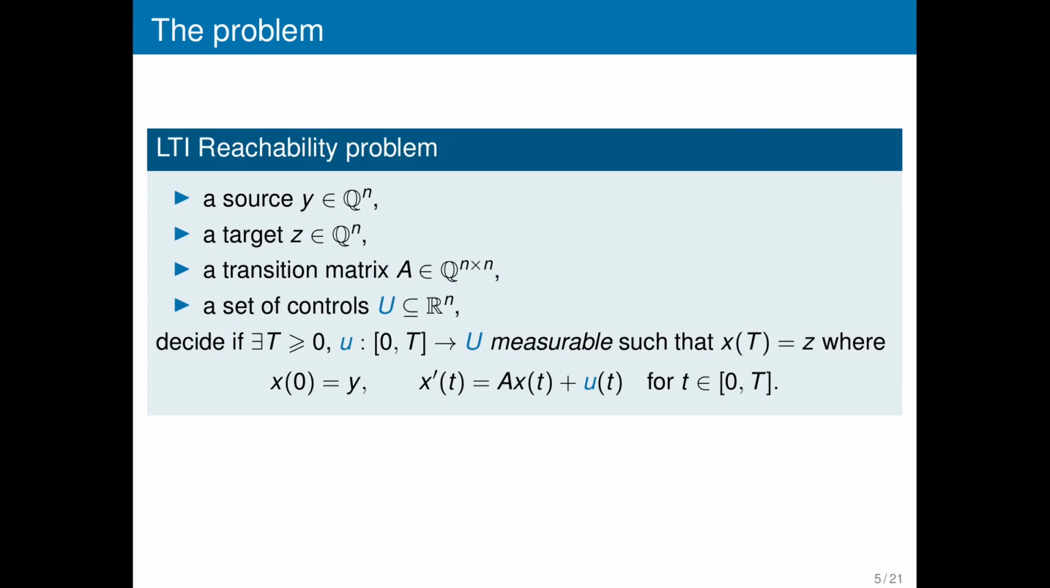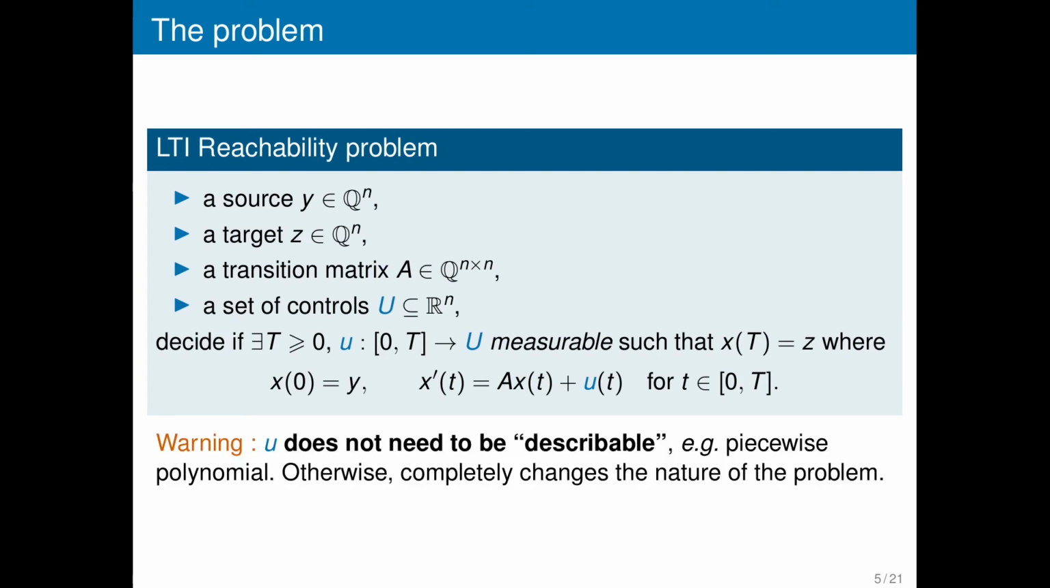The question is: is there a finite time t and a measurable control u, such that if we plug u into the differential equation x' = Ax + u, the solution starts from position y and ends at position z at time t. The only condition on u is that u be measurable so that the equation makes sense. It is very important to note that the problem is a decision problem. We're only asking whether it is possible to find such a u. We do not need to describe u.